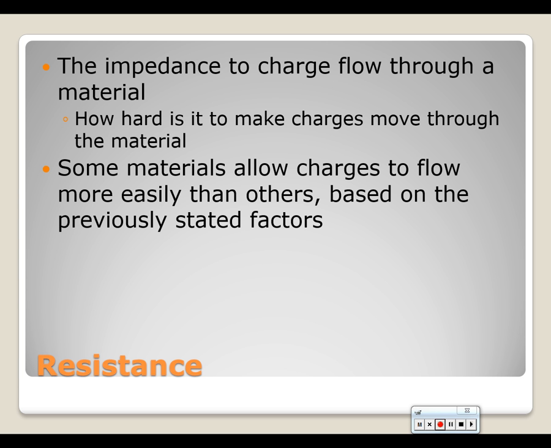The stated factors being how tightly atoms hold valence electrons. That's the real key determining factor. Atoms that, like metals, are looking to get rid of valence electrons allow those electrons to pass from one atom to the next pretty easily. But nonmetals that are looking to gain electrons hold on to electrons much more tightly, so they won't allow those charges to flow. Does that make sense? So the previously stated factors are how tightly it holds valence electrons. All right, good there?